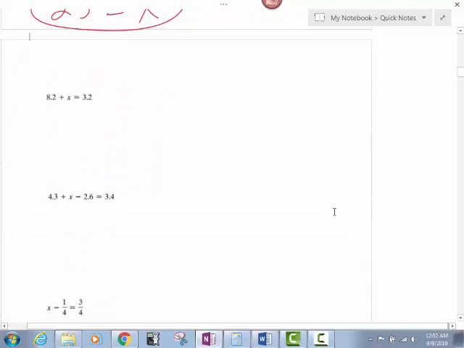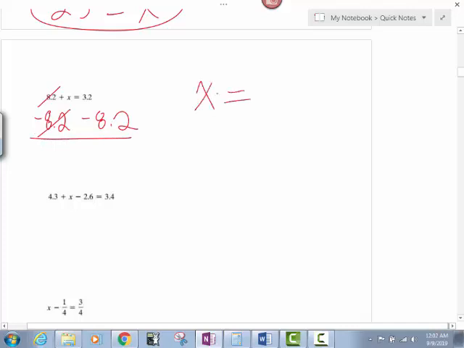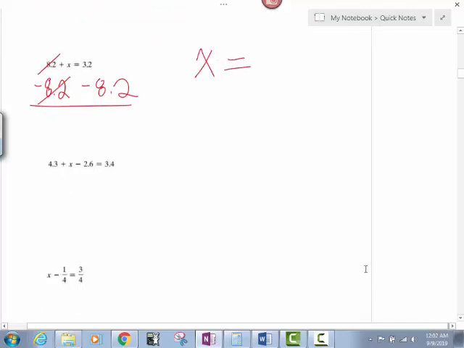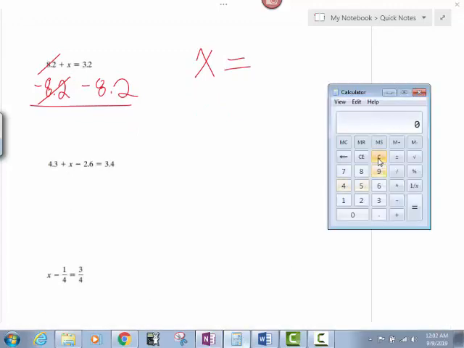Okay. Let's take a look at the next one here. 8.2 plus x equals 3.2. So the first thing I'm going to do, I'm going to subtract 8.2 on both sides. So if I have $8.20 and I owe you $8.20, we are even. My x is by itself. Let me go ahead and grab my calculator here. It's cleared out. So I'm going to go 3.2 minus 8.2, negative 5. Okay.